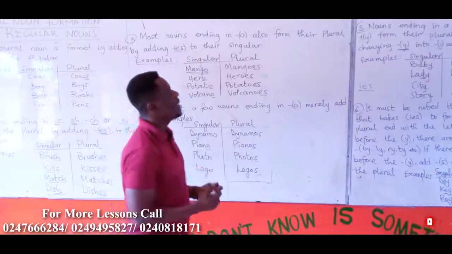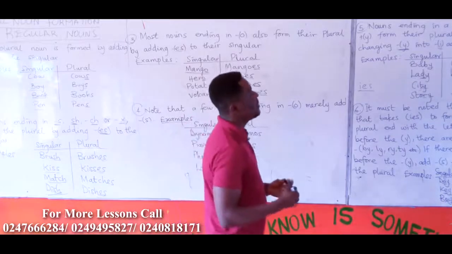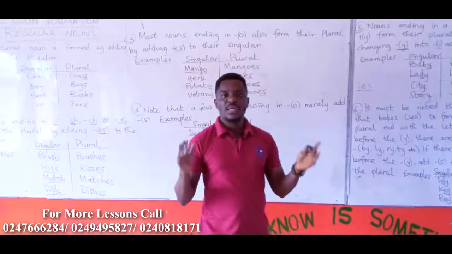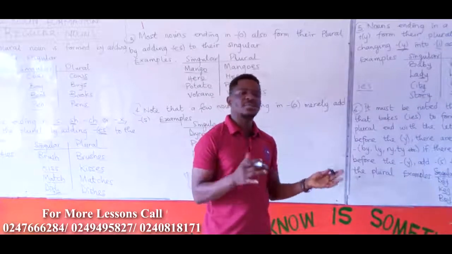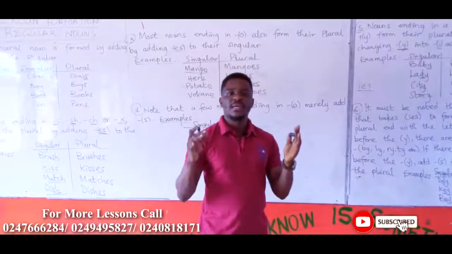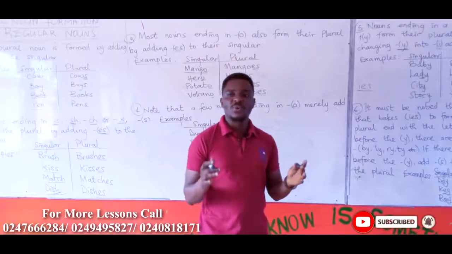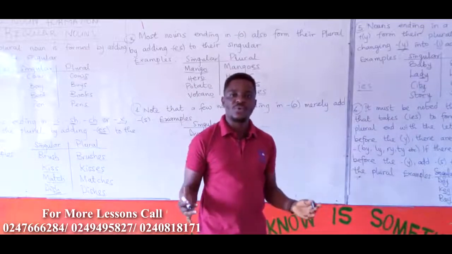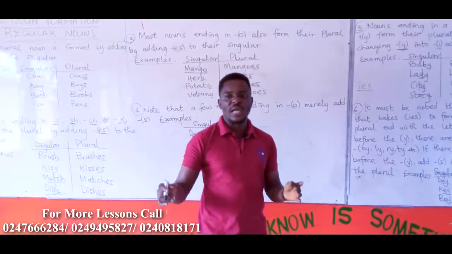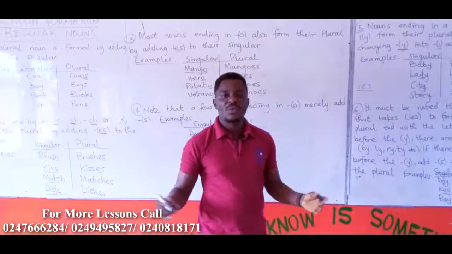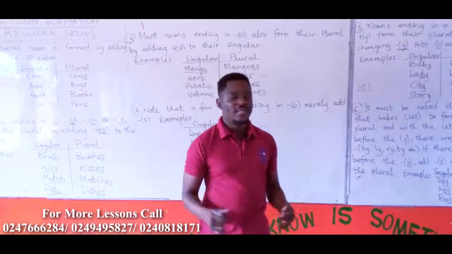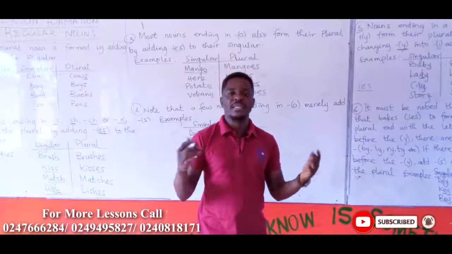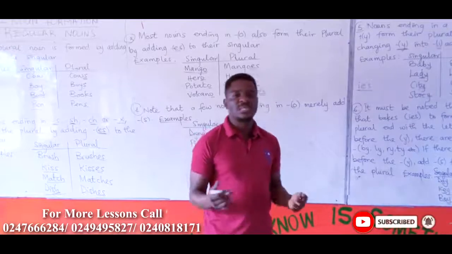And then we also looked at nouns ending in y. But we have two categories. Those that end in y, but before the y there is a consonant, and the ones that end in y, but before the y there is a vowel. So when there is a vowel before the y, you add common s. When there is a consonant before the y, you add what? You change the y into i and you add es. That's what I came to discuss with you today.